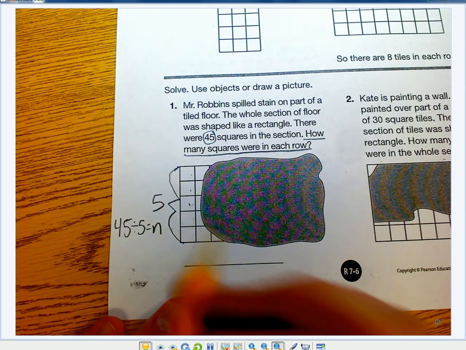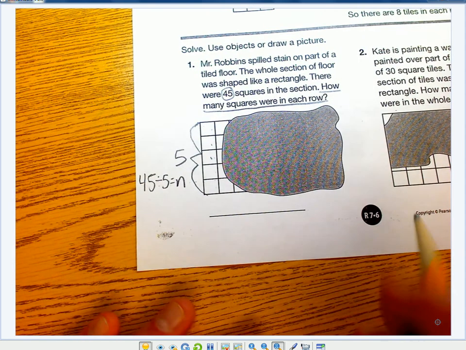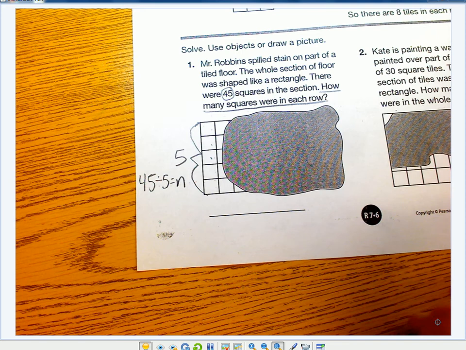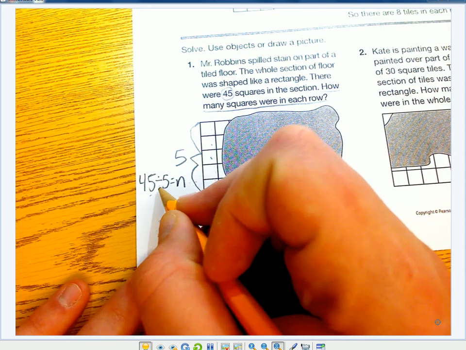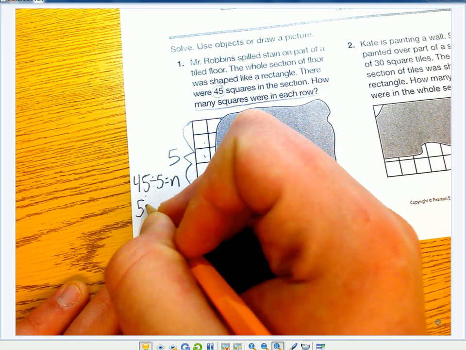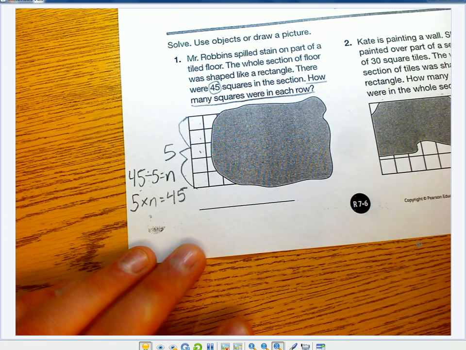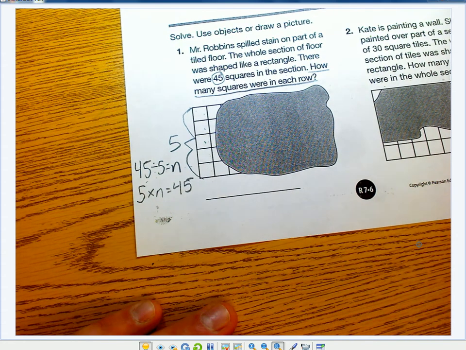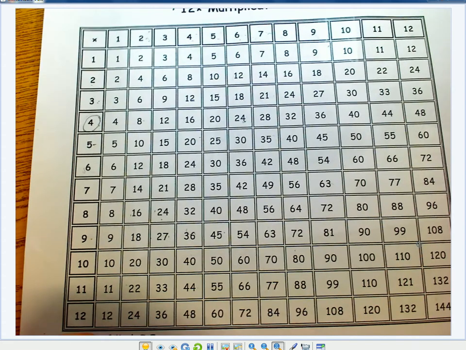Well, I could draw 5 different groups and then sort out 45, but that would take a while. So I'm going to use my fact families here to figure it out. If 45 divided by 5 equals n, then I know that 5 times n equals 45. So let's take a look. I don't know that right off the top of my head, so I'm going to take out my multiplication chart. We've been using those quite a bit.